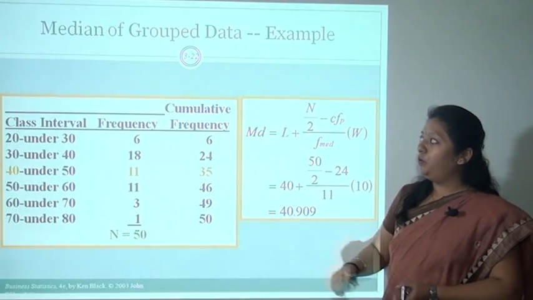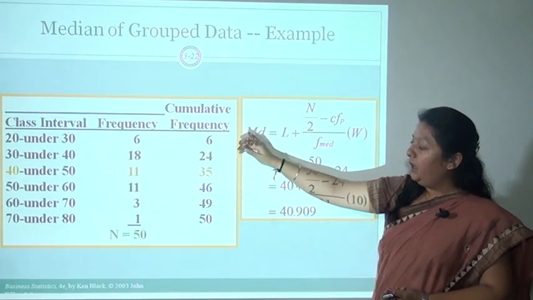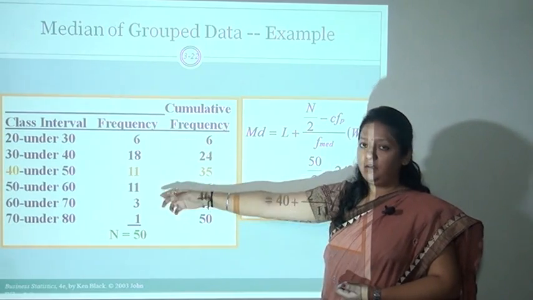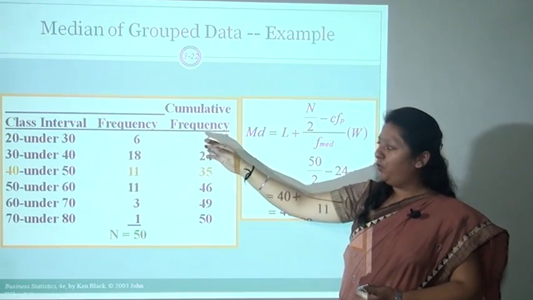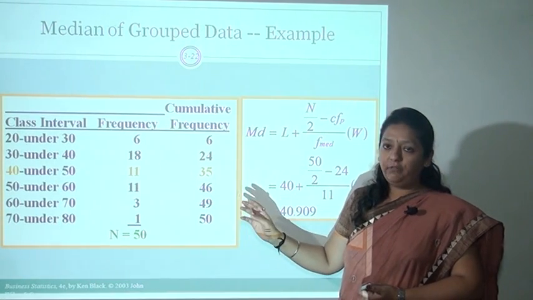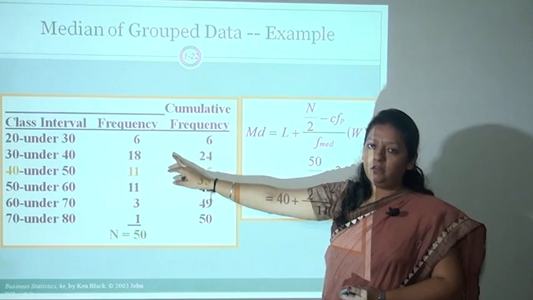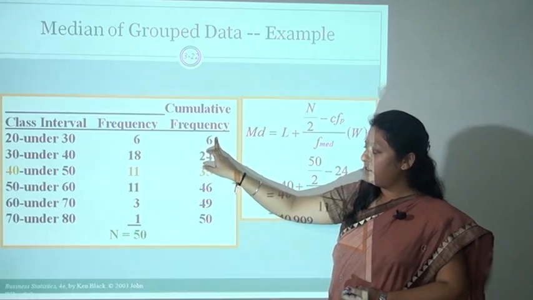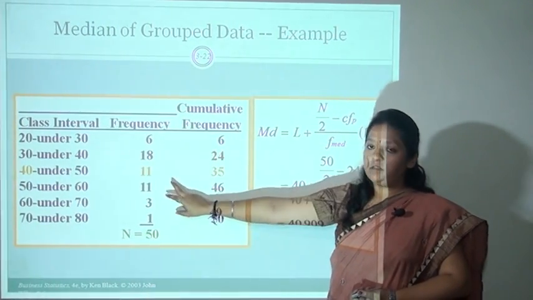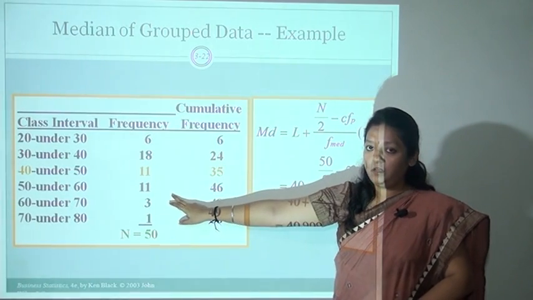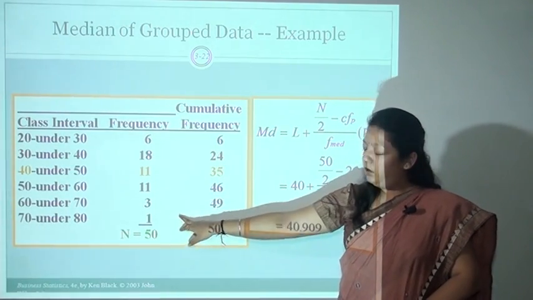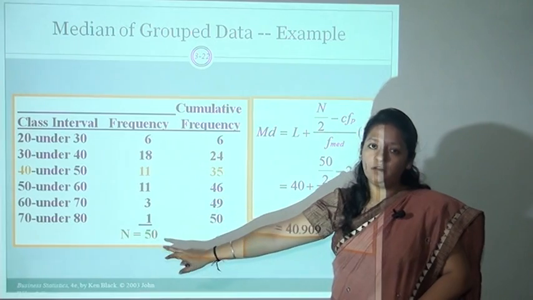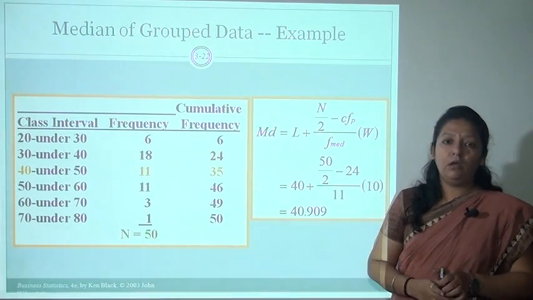Now we'll see how to calculate the median for group data. We have the same values as we saw for the mean. Here are the class intervals and frequencies. We first find the cumulative frequencies by adding the frequencies of the next class interval: 6 plus 18 is 24, 24 plus 11 is 35, 35 plus 11 is 46, 46 plus 3 is 49, 49 plus 1 is 50. So total N is equal to 50, that is our sigma f.